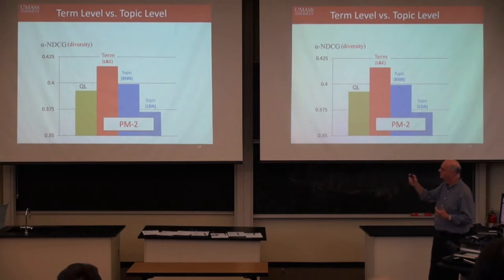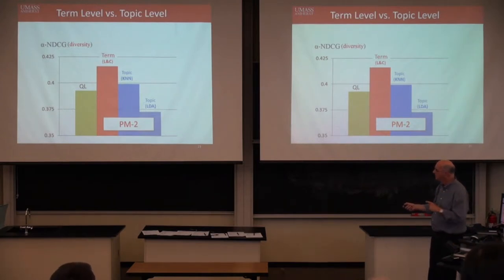This is another one of those diversity measures, alpha NDCG. So this is where we're using DSP approx to generate a set of terms and then using the same diversity algorithm in every case, except for the baseline here, which doesn't use diversity at all.